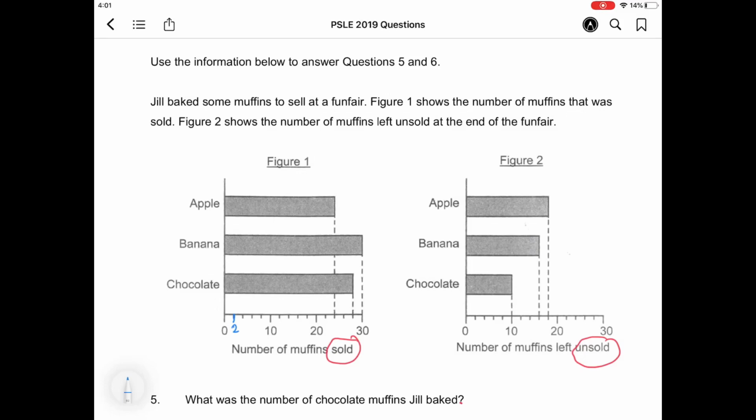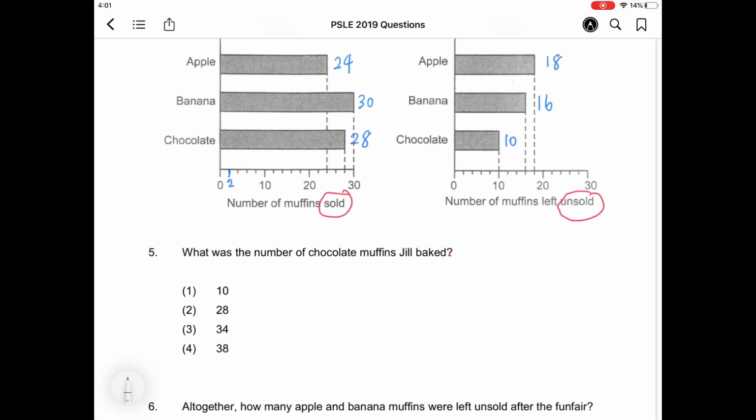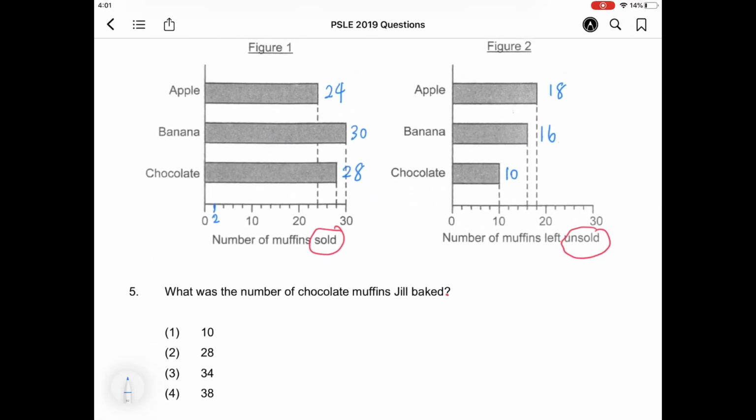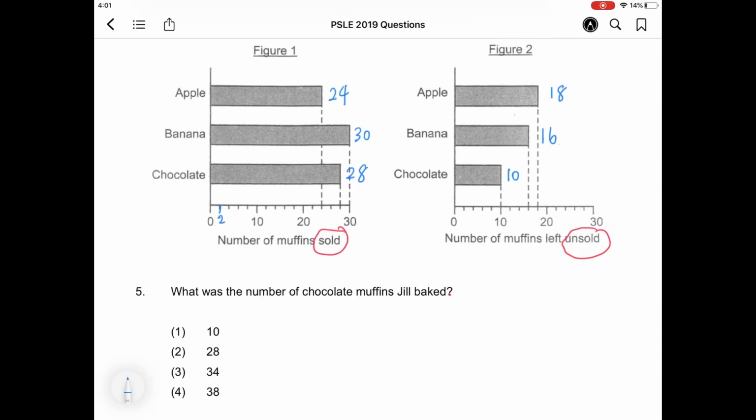For apple muffins, 24 are sold. For banana is 30, and for chocolate muffins is actually 28. As for the unsold muffins, for apple is 18, for banana is 16, and for chocolate is 10. So with these numbers, we are able to solve question 5 and 6 easily. Question 5. What was the number of chocolate muffins Jill baked? So to do that, we have to add the sold and unsold chocolate muffins. So 28 plus 10, the answer is 38. For question 5, the answer is option 4.